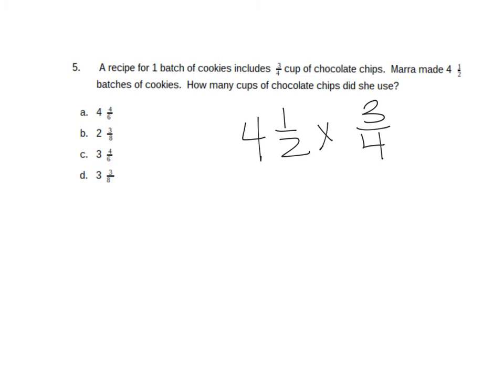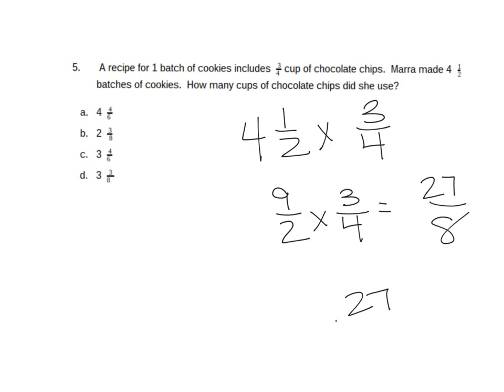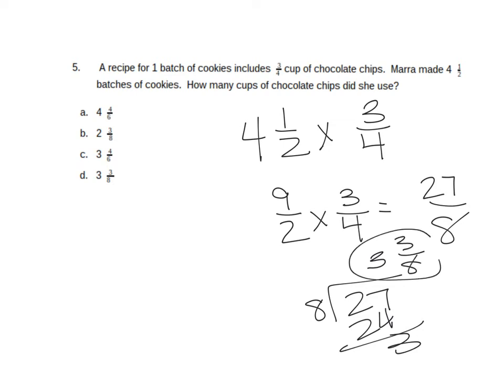So 2 times 4 is 8, plus 1 is 9, so I have 9 halves times 3/4 equals 27/8, and 27 divided by 8. 8 times 3 is 24, and 3 out of 8. So 3 3/8. Let's go to our A, B, C, and D and find 3 3/8. Nope, nope, nope. Bingo, the answer is D.